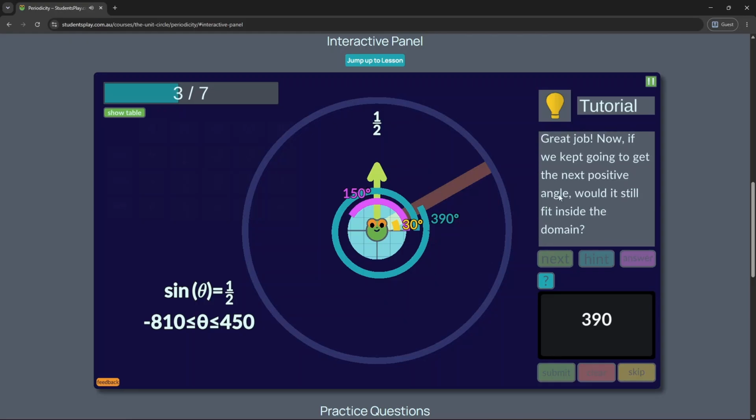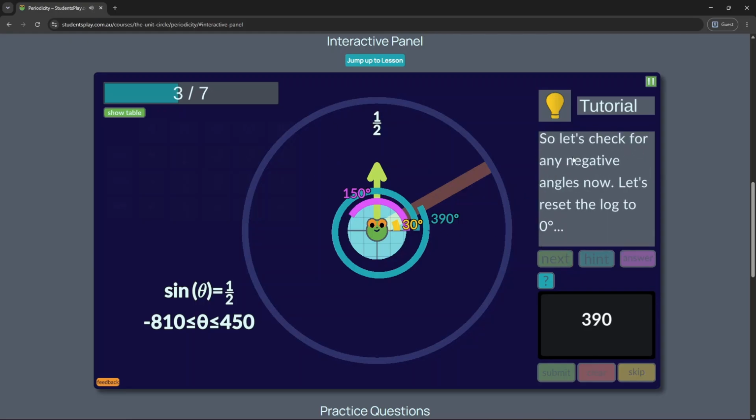Great job. Now, if we keep going to get the next positive angle, would it still fit inside the domain? All right, 150 plus 360, 510? So that wouldn't fit. Okay, so no. The next one, 510, was more than 450, so we found the positive angles. Visually you could think of the 450 as 360 to go all the way around, and then just an extra 90 would get you to 450. So anything past that won't work, which this one is past.